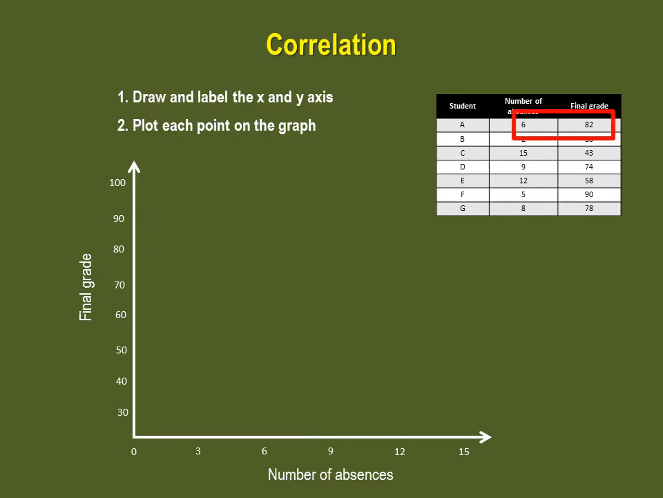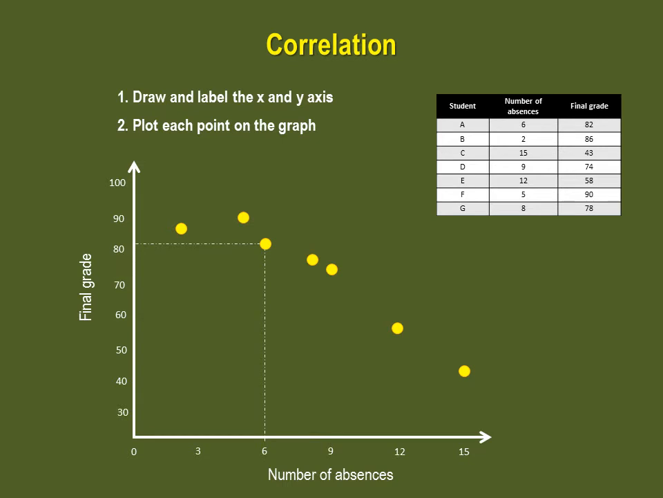Now for step 2. Plot each point on the graph. As I said before, one pair of values is 1 point, so you would have as many points as you have objects. The first point has the coordinates 6 and 82, so it's graphed like this: 6 on the x-axis and 82 on the y-axis. Then we go on to plot all of the points: 2 and 86, 15 and 43, 9 and 74, 12 and 58, 5 and 90, and 8 and 78. And that's it. A scatter plot.